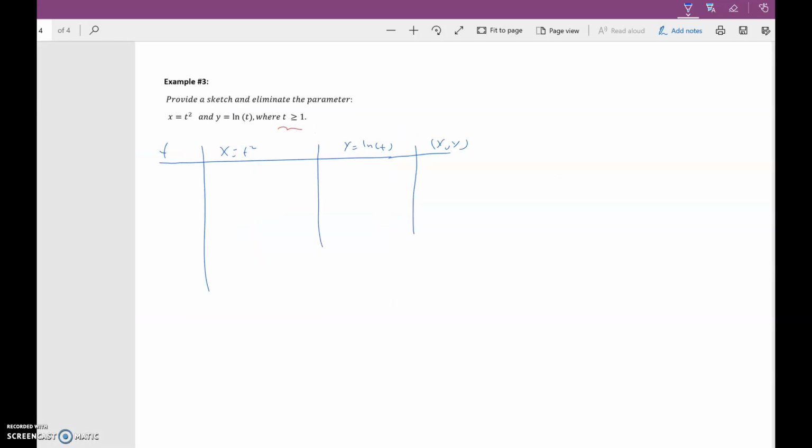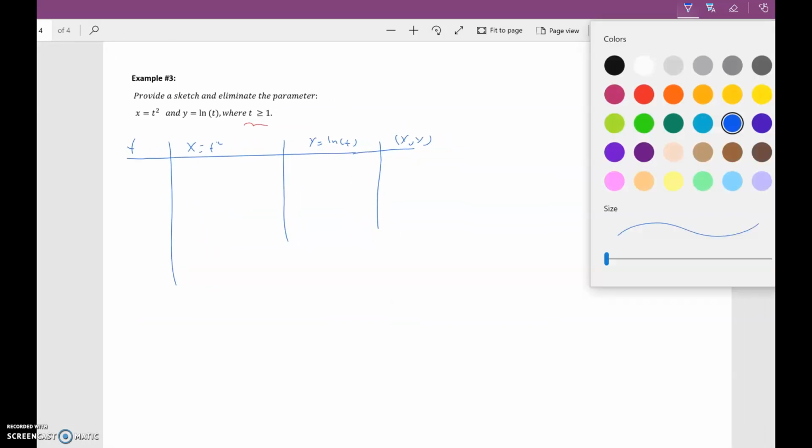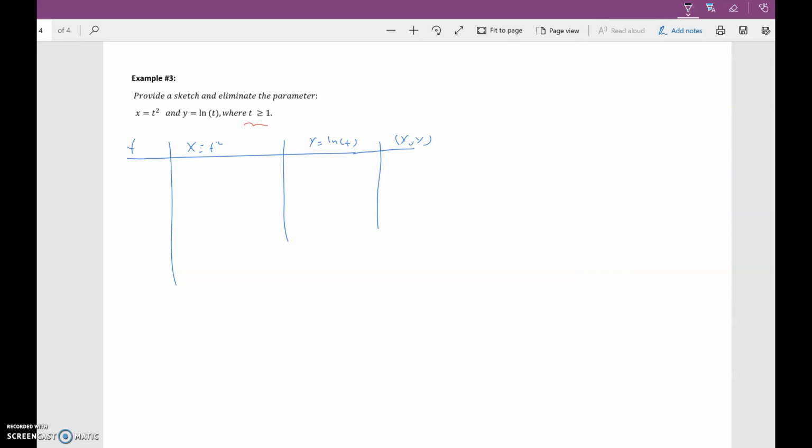Now, we only need 3 coordinate points. So let me start with the minimum value, which in this case is 0. So x is equal to technically 0 squared, which is 0. Y is equal to, the minimum is actually 1, not 0. So t is equal to 1. So that would be 1 squared, which is 1, and then y is equal to the ln of 1, which is 0. So our coordinate point is going to be 1, 0.